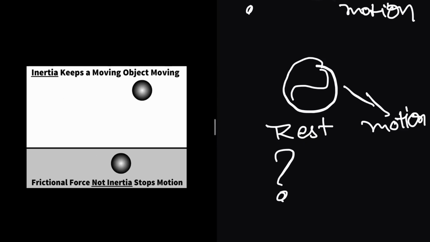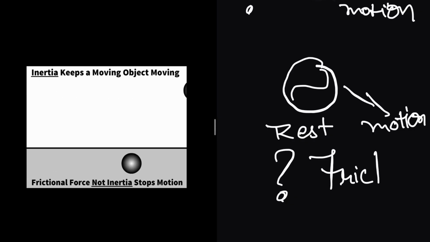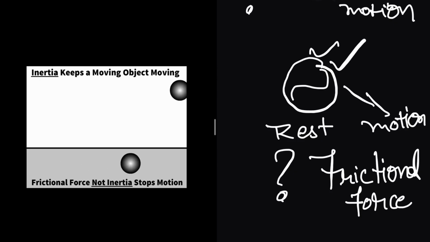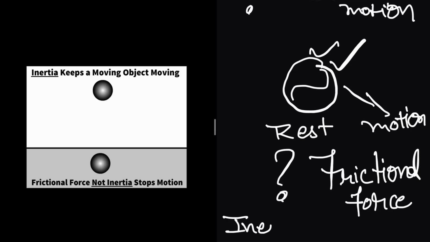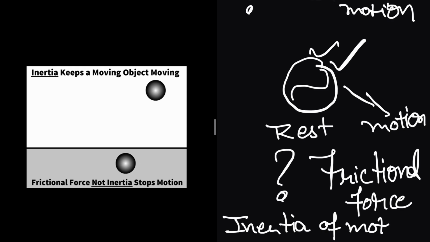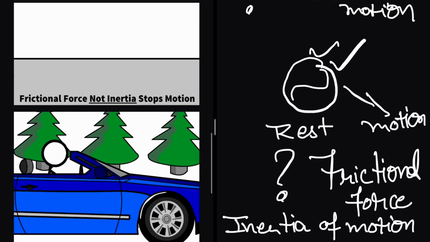The reason why it will stop I already told you: because of a force. Which force is that? Frictional force. If there is no frictional force, once this ball comes in motion, it will remain in motion forever. Because of which property? Because of the inertia of motion, the inability of a body to change its state by itself. I think it is clear to you. Let's move to the next example.